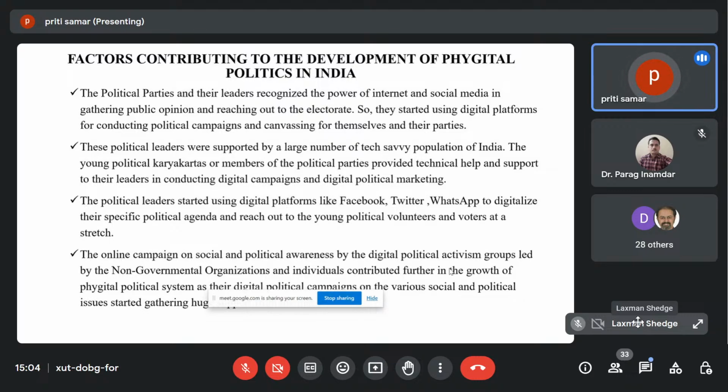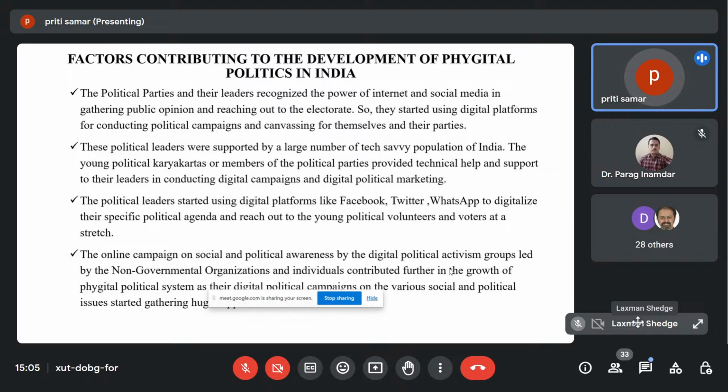The political leaders in India started to understand the needs of politically conscious urban middle class young voters in India. And realizing the need of the hour, many political parties in India started their own websites, their own social media channels to attract the potential voters. So the political parties and their leaders recognized the power of the internet and the social media, and they felt that if we use the internet and social media for political aggrandizement or for political marketing, then it will be good for generating public opinion, and we can also reach the electorate.